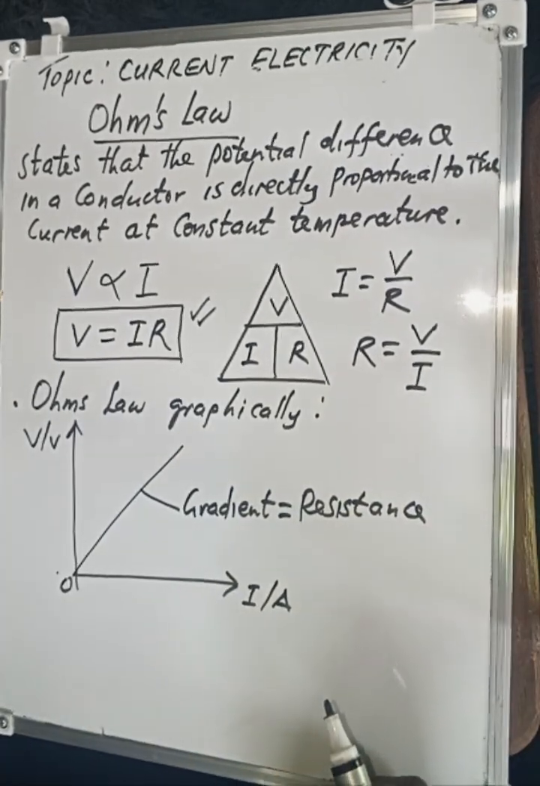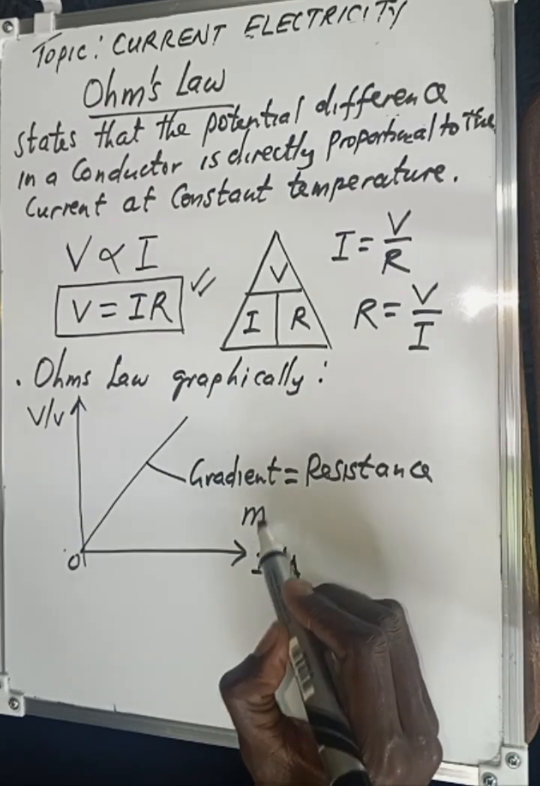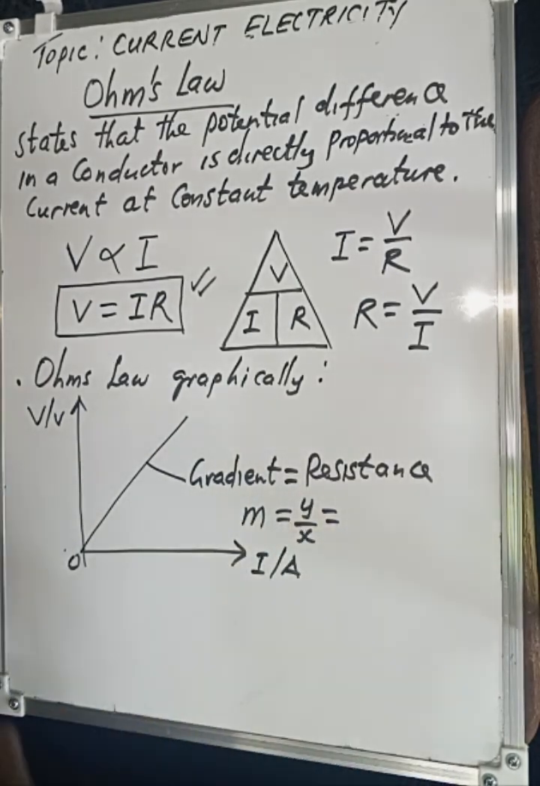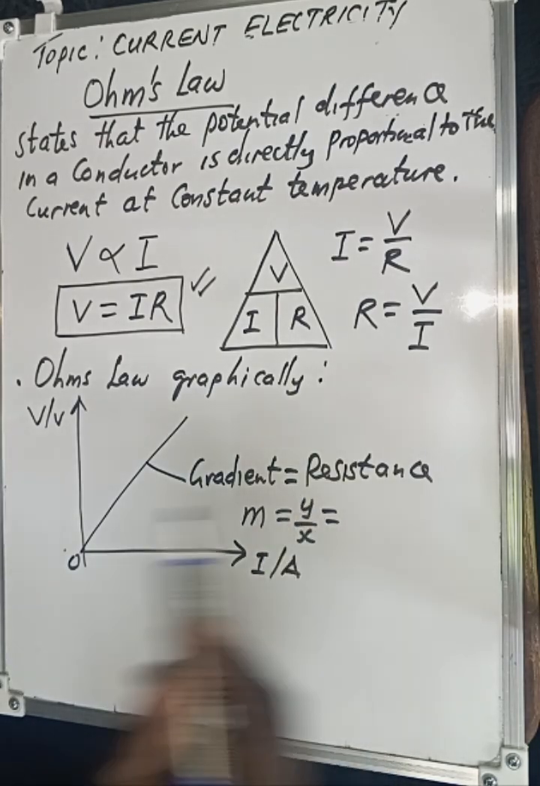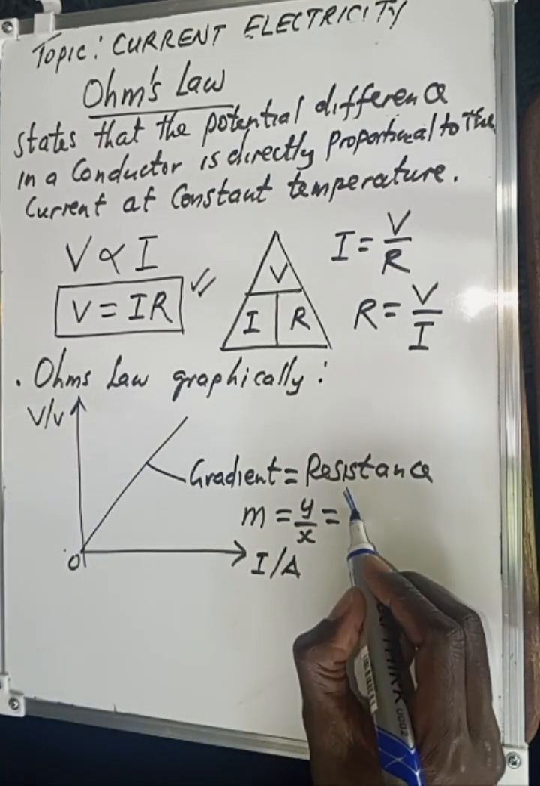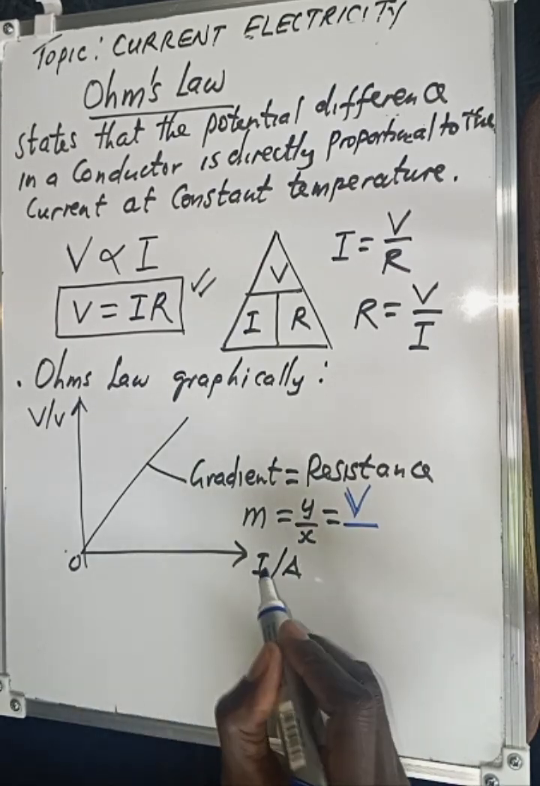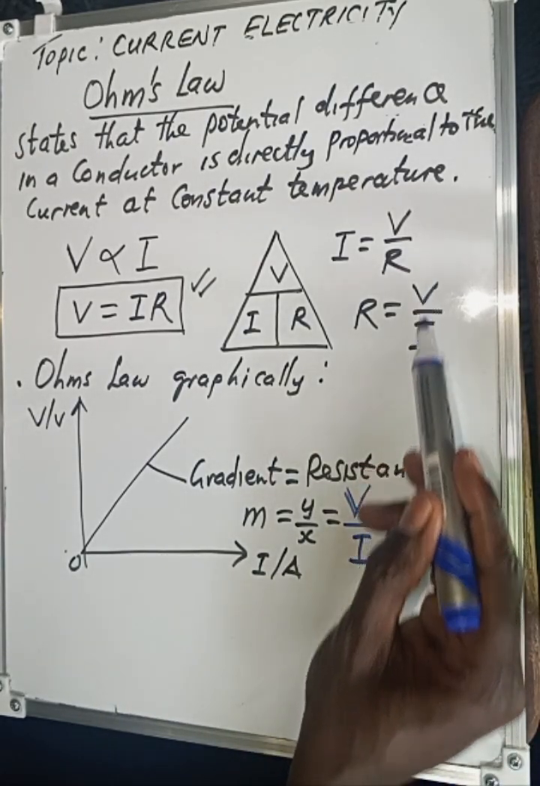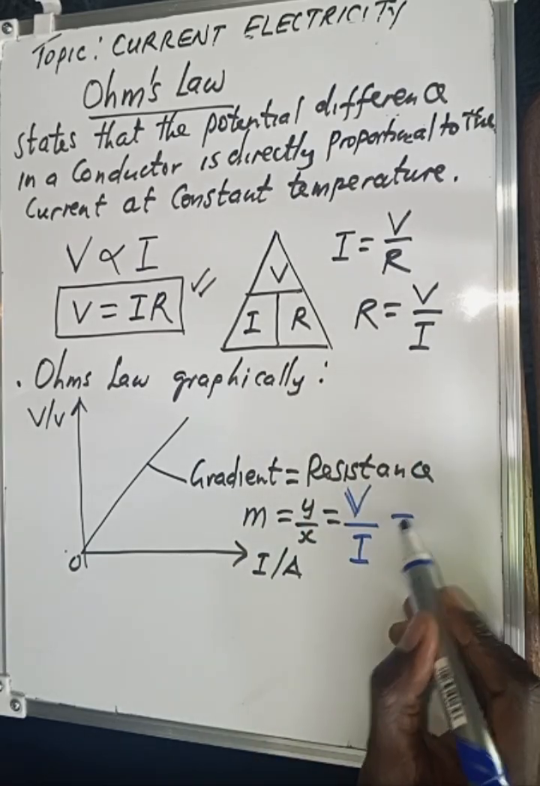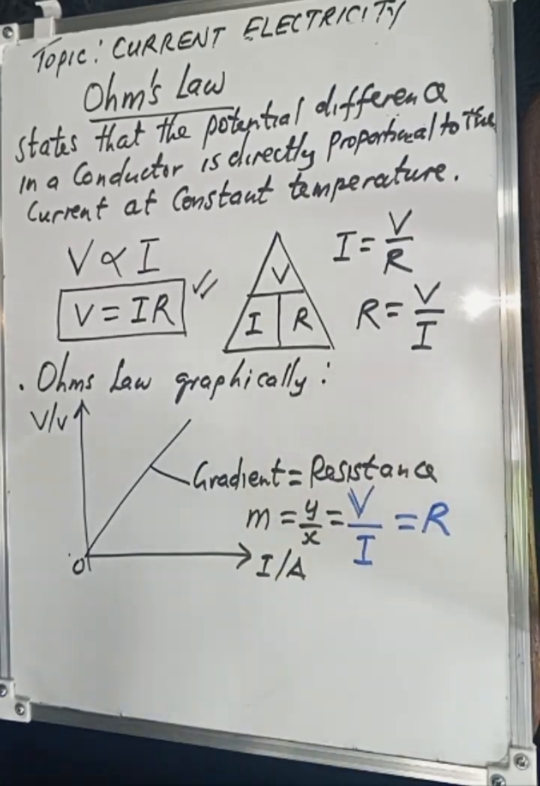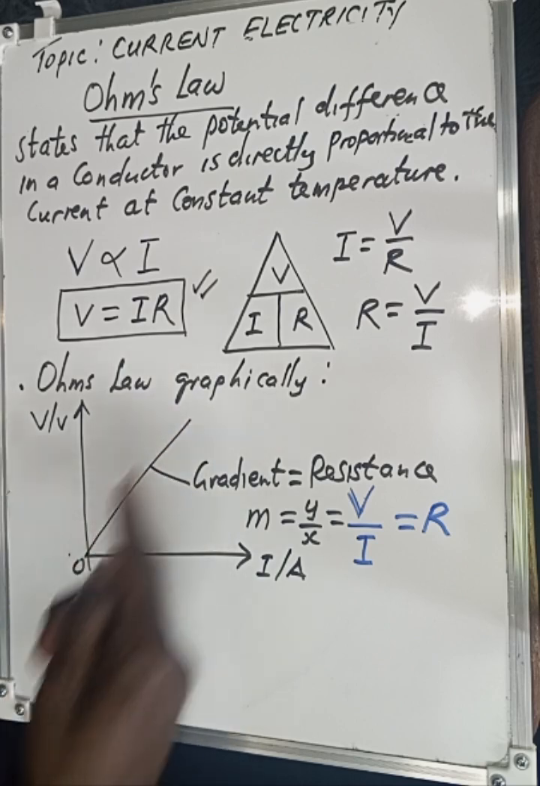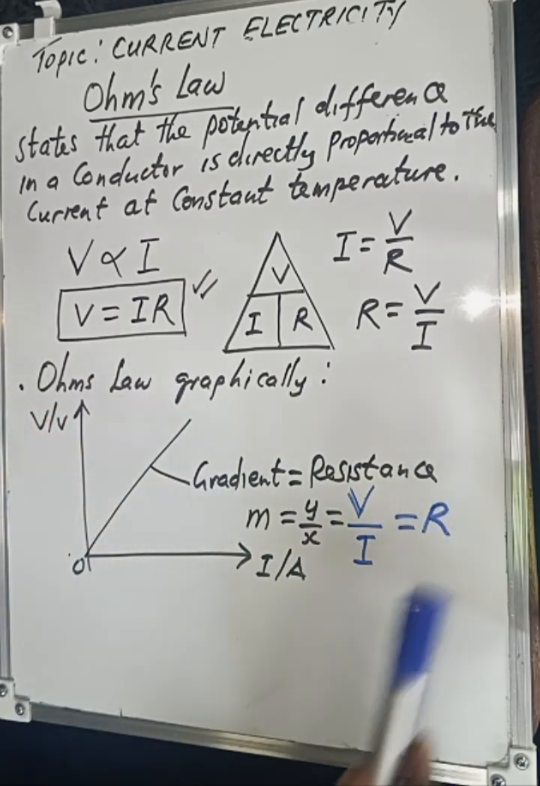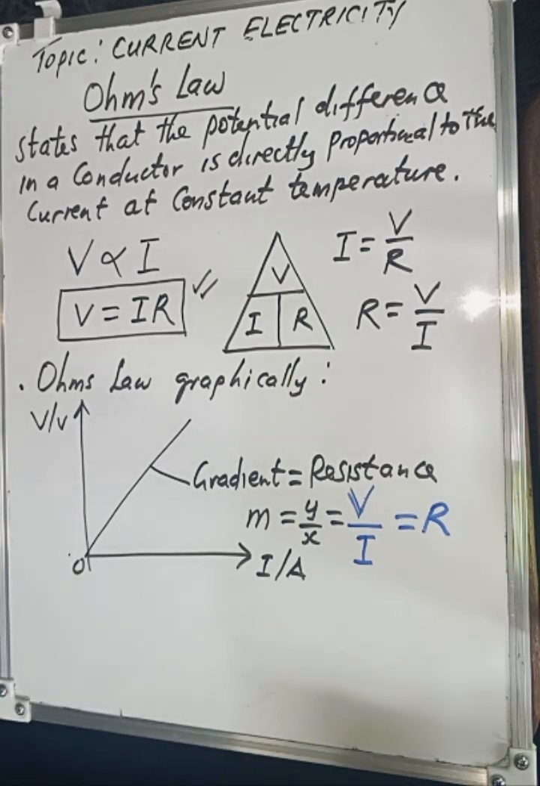Now why am I saying that it will represent resistance? Remember, gradient m is equal to the change in the y step over the change in the x step. What do you have on the y-axis? It's the voltage. And what do you have on the x-axis? It's the current. What is voltage divided by current? If you remember, voltage divided by current is simply giving you R, which is the resistance. And that's why the gradient of a graph of voltage against current will always represent the resistance of any conductor that you are measuring.